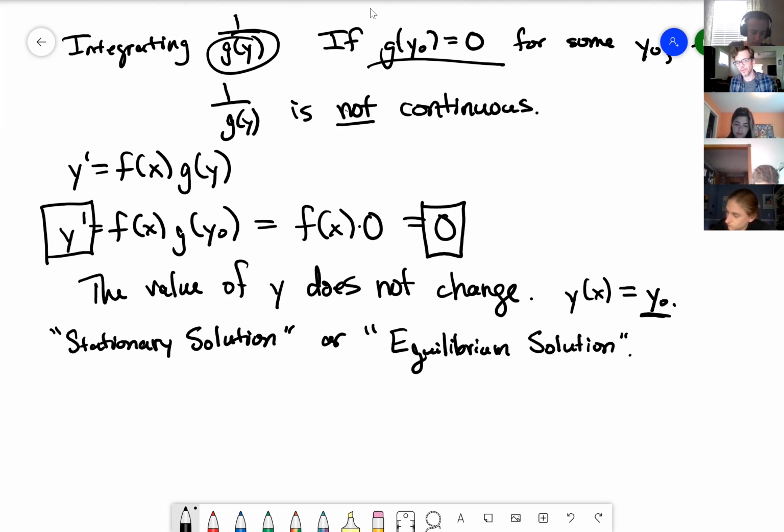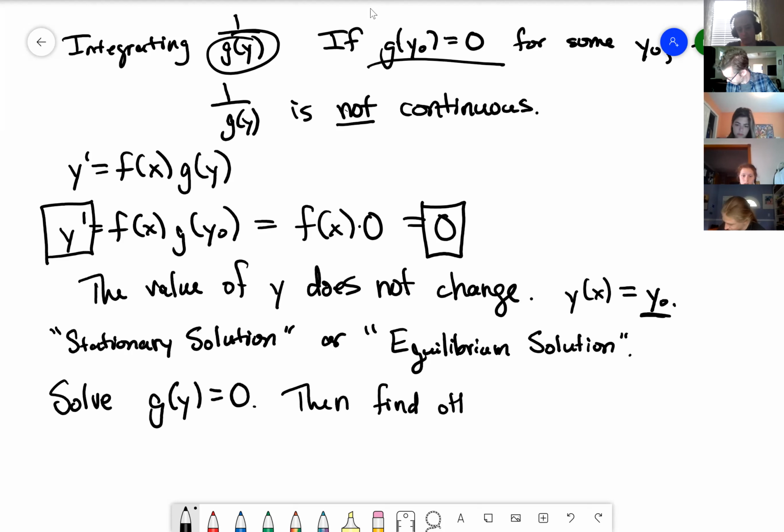And then we can apply all of the stuff that we've just said about finding antiderivatives. So now everything is valid. We know that for other solutions, g of y doesn't pass through 0, and so these are non-stationary solutions. So then we find the other solutions by integration and maybe solving for y.